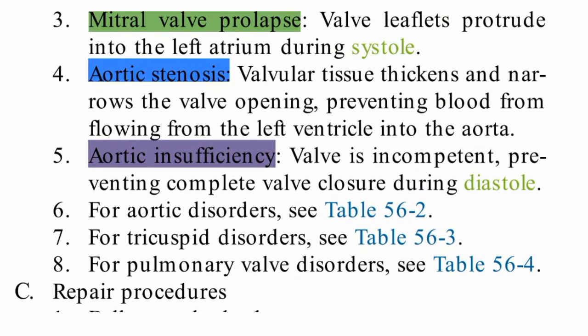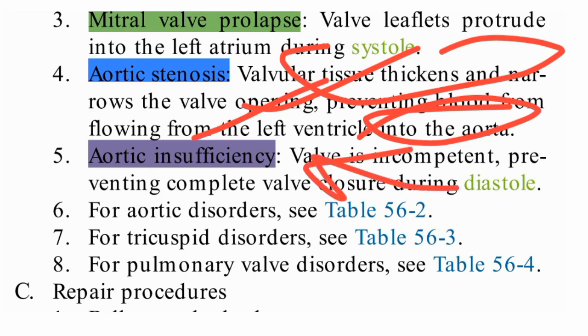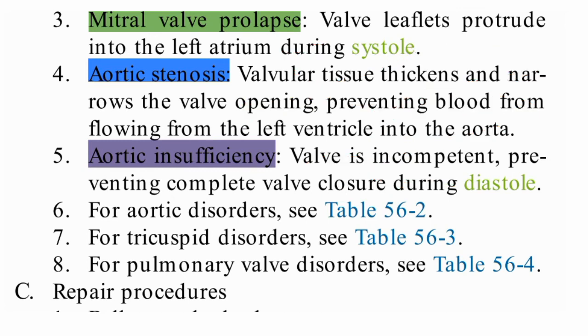And aortic stenosis will be there. What is aortic stenosis? The aorta becomes thick, with vascular tissue and narrowing of the wall opening, preventing blood from flowing from the left ventricle into the aorta. So blood cannot enter the aorta. That is called aortic stenosis.